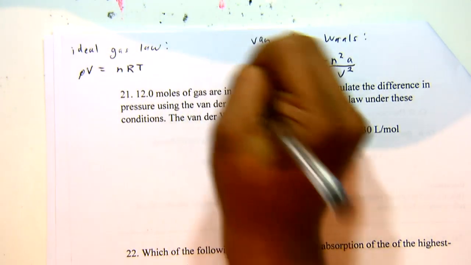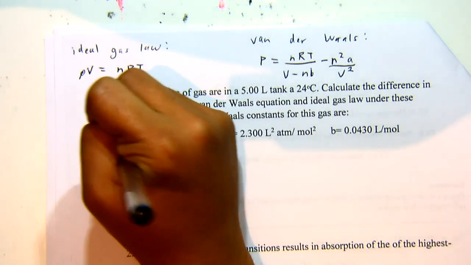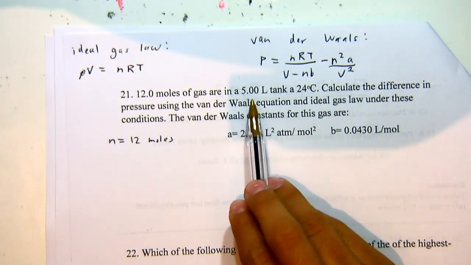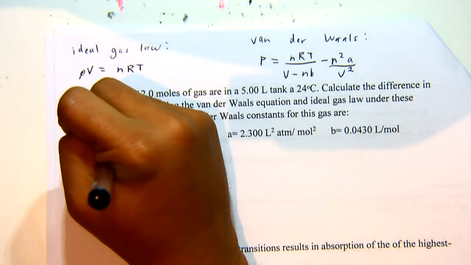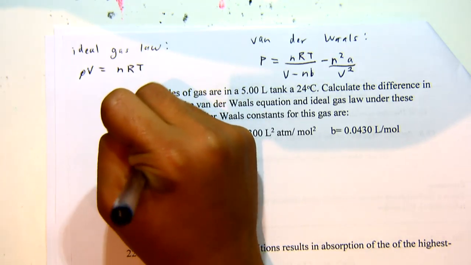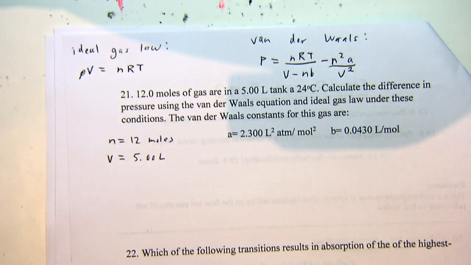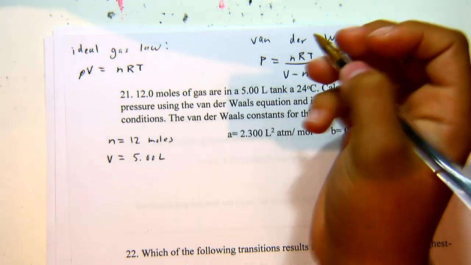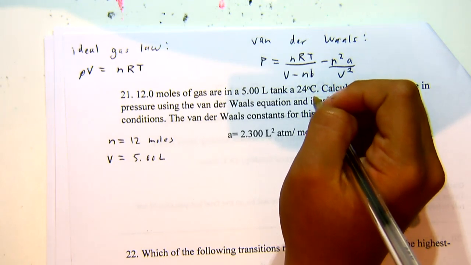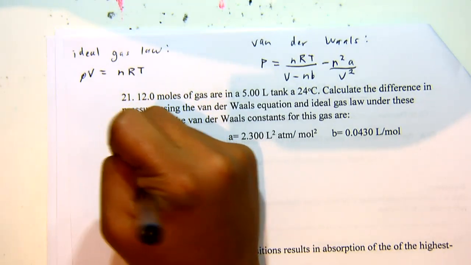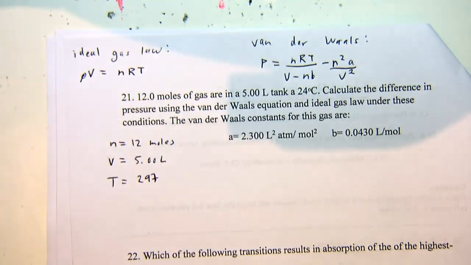So we know we have 12 moles of gas, so I'm going to put a side note here: 12 moles of gas are in a 5-liter tank. V is going to be our volume, so we're going to need 5.0 liters at 24 degrees Celsius. Anything with gas, it's a pretty good rule of thumb that you're not dealing with Celsius. You have to convert that to kelvins. When we convert 24 Celsius to kelvins, it's 297.